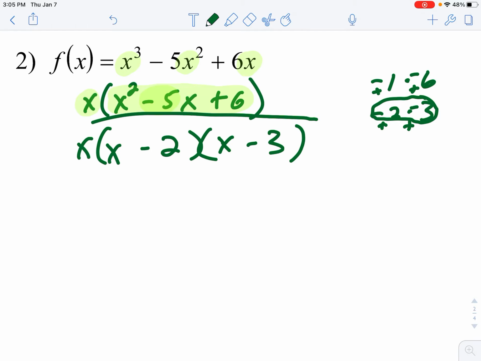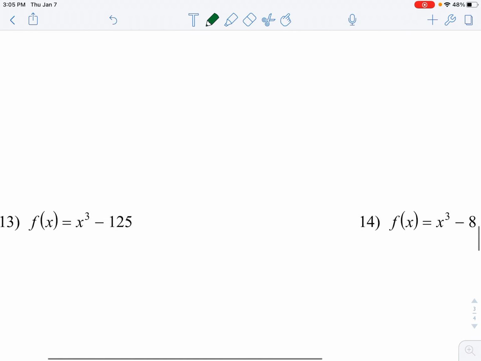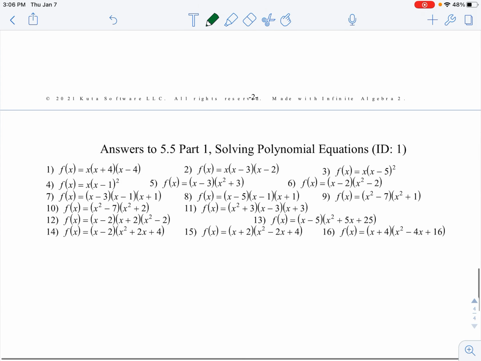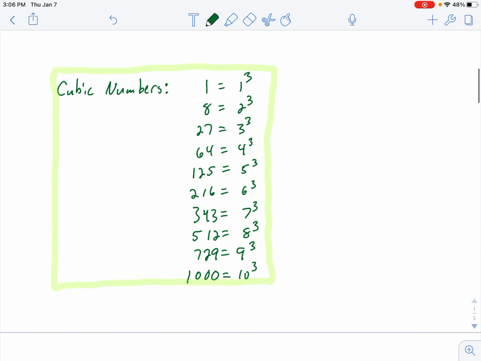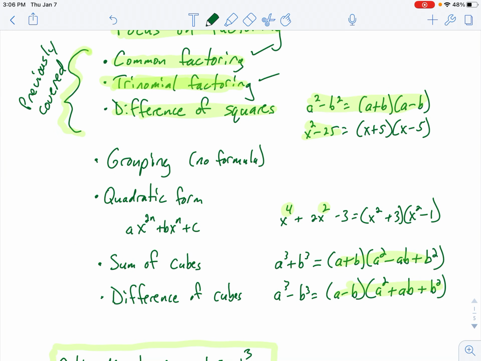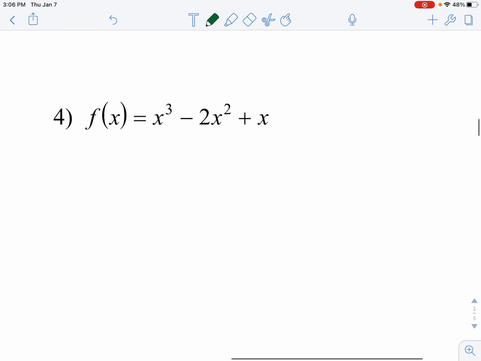And now this is what we would call completely factored. And of course you scroll down and check it, and there's the answer. So that was a combination of common factoring and trinomial factoring. Number 4 is going to be very similar.